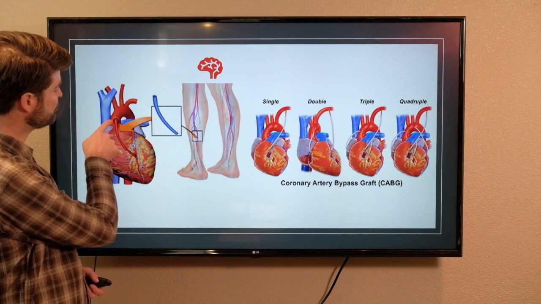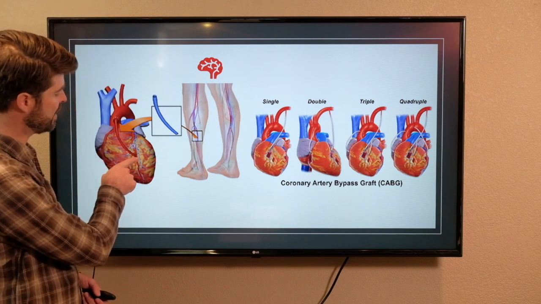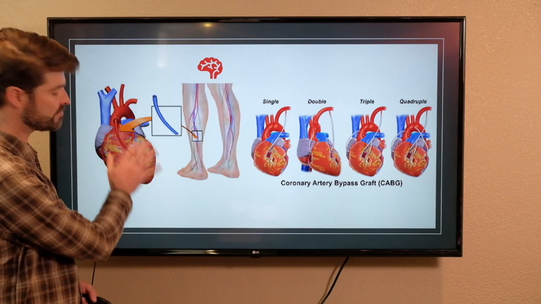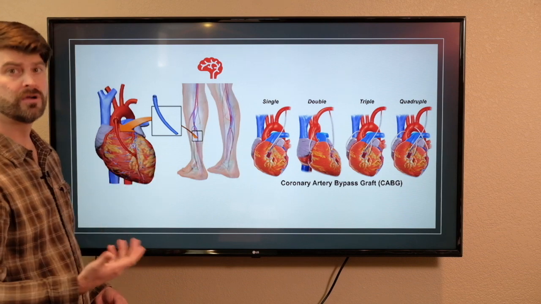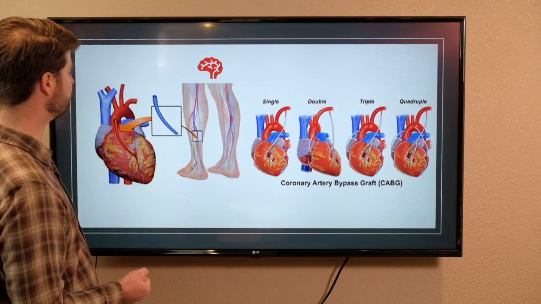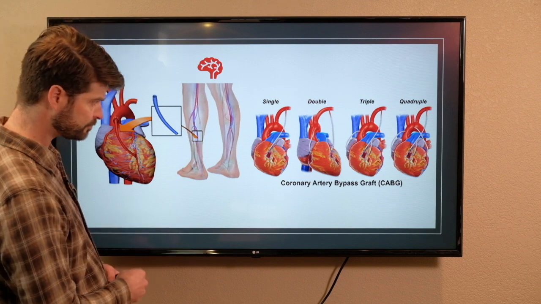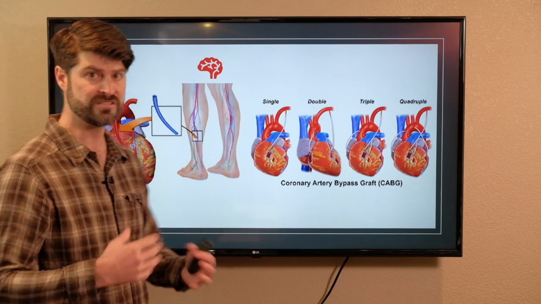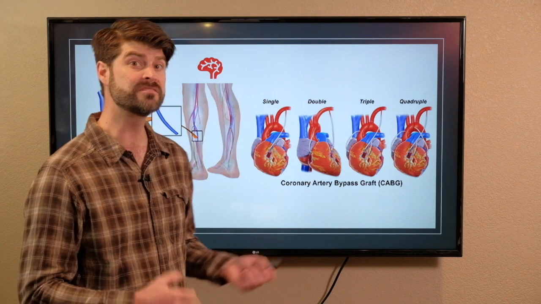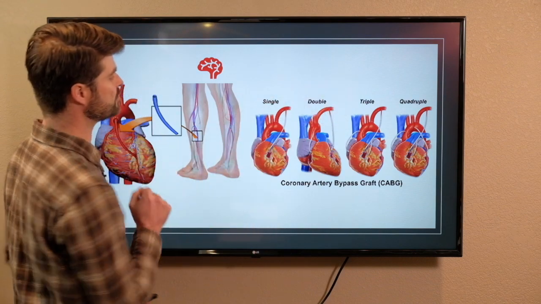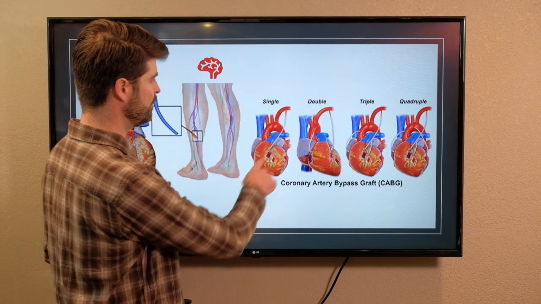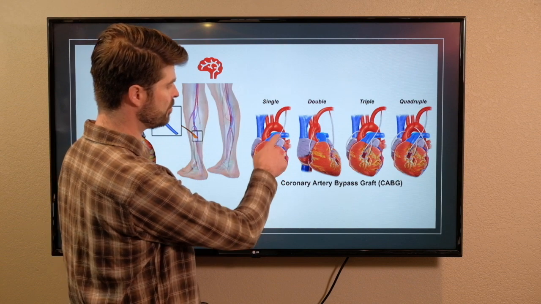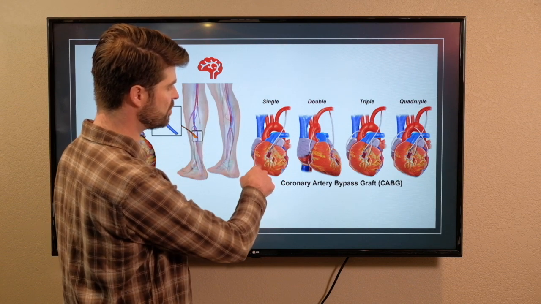They're going to bypass from the aorta just downstream so that the rest of that heart tissue can have a new supply of blood and be perfused. So what it means when people say single, double, triple, quadruple bypass surgery, this is what that looks like. So single is there's just one site from the aorta back to the heart.